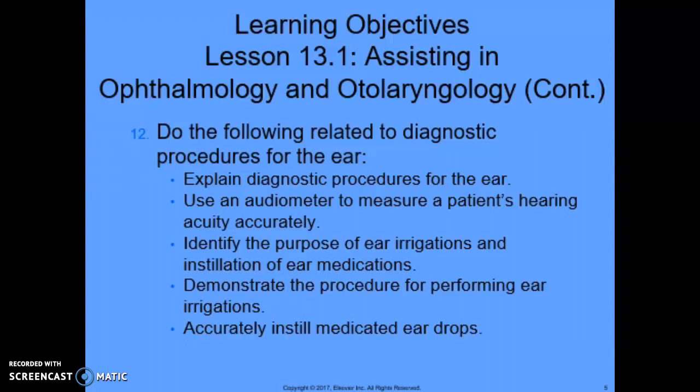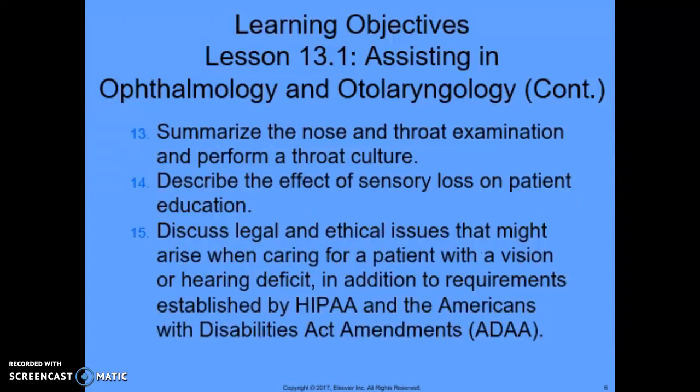Use an audiometer to measure a patient's hearing acuity accurately. Identify the purpose of ear irrigations and installations of ear medication. Demonstrate the procedure for performing ear irrigations and accurately instill medication ear drops, as well as summarize the nose and throat examination. And you will be doing the actual throat cultures with Hannah next semester in your lab class.